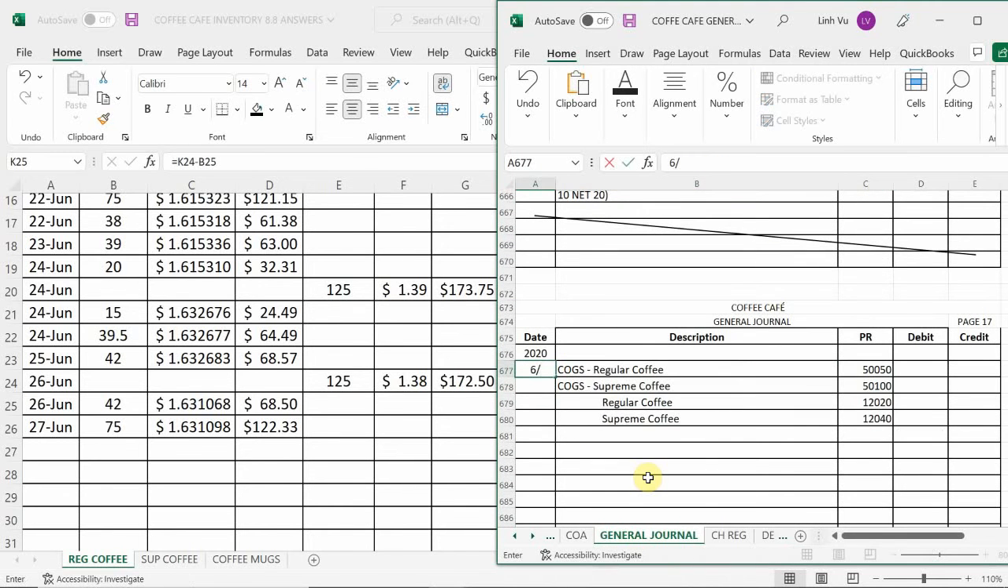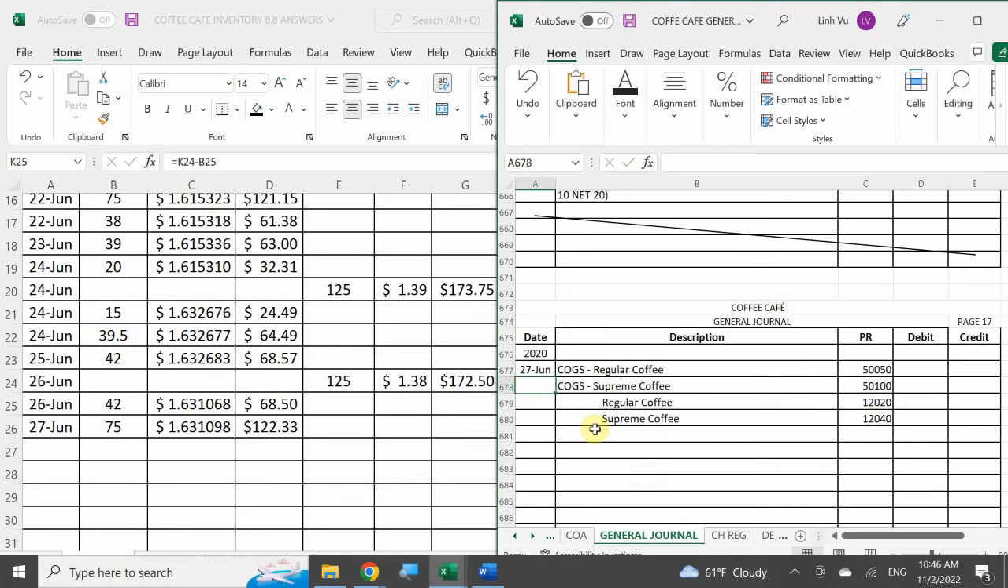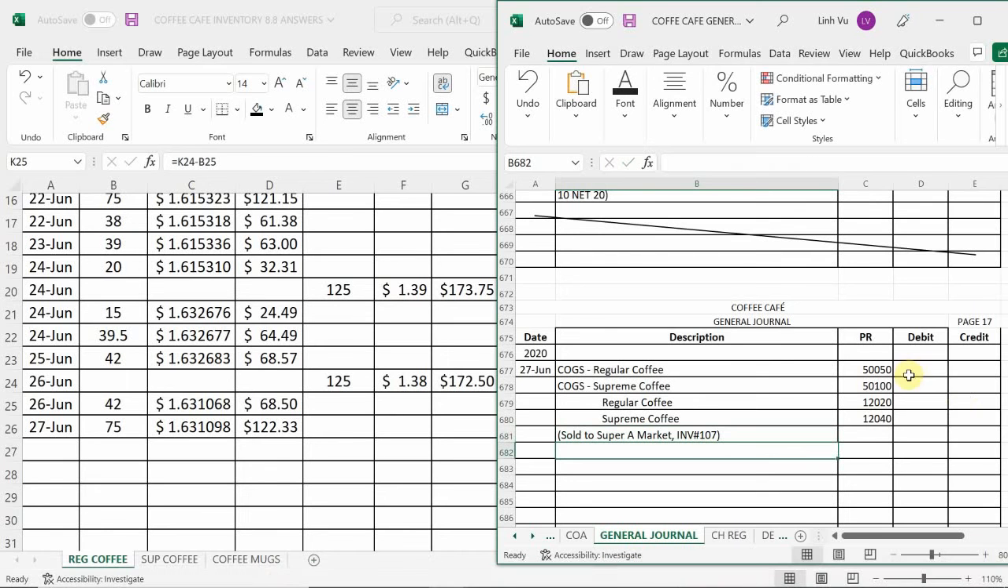So my cost of goods sold is transferred onto the new inventory worksheet. Okay. Okay, for 122.33, and the other one was 102.30 for the Supreme. Okay.